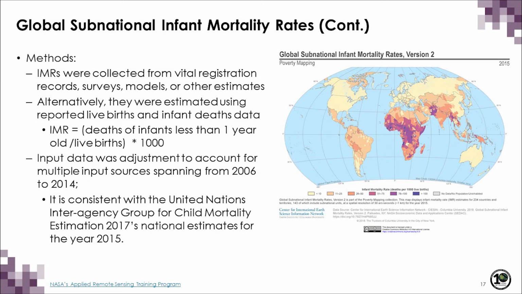Input data was then adjusted to account for multiple input sources spanning from 2006 to 2014. The final data is then consistent with the national estimate for the year 2015 of the latest version of the United Nations Interagency Group for Child Mortality Estimation Report. The map on the right shows the final outcome, and it indicates that infant mortality continues to be higher in sub-Saharan Africa and Southeast Asia.